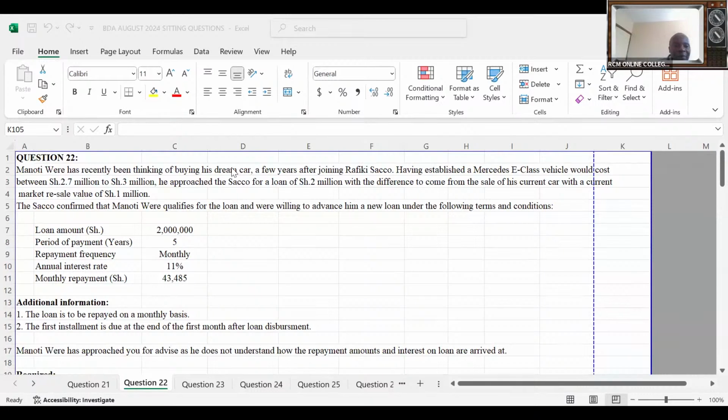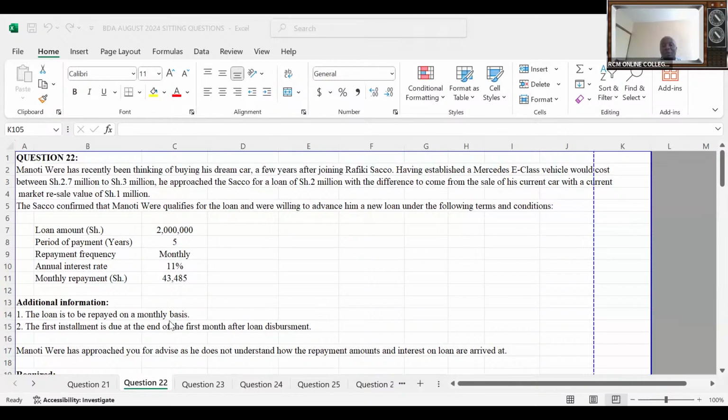The circle confirmed that Manoti Were qualifies for the loan and were willing to advance him a new loan under the following terms and conditions. The loan amount is 2 million. Period of payment is 5 years. The payment frequency is monthly. Annual interest rate 11%. Monthly repayment is 43,485. Additional information: the loan is to be repaid on a monthly basis. The first installment is due at the end of the first month after the loan disbursement.